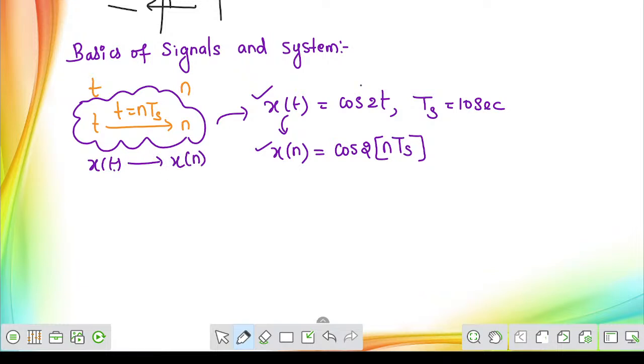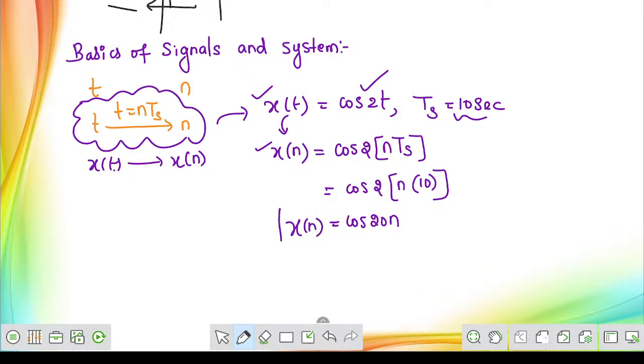X of t will be treated as x of n. Inside the signal, whatever the properties of the signal that are given, replace t by n times ts. Then this will become cos of 20 times n into ts, which is given in the question as 10 seconds. So this will be rewritten as cos of 20 into n. This is discrete domain. This is how we transform a signal from continuous domain to discrete domain.